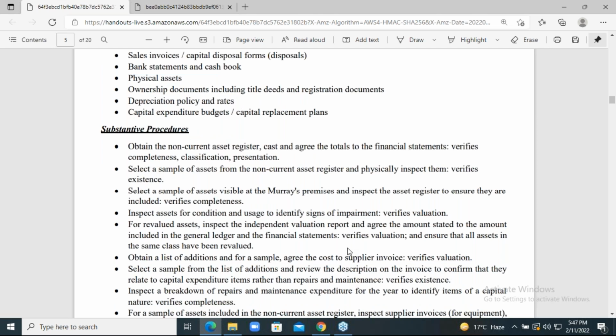You can see this is the procedure. Select a sample of assets from the non-current asset register and physically inspect them. It verifies existence. Now, if you have memorized this procedure, then and only then can you improvise under exam conditions. Now, what will you do? You will say: select a sample of assets from the donated asset register and physically inspect them. Now this procedure has been successfully converted according to the needs of the examiner.